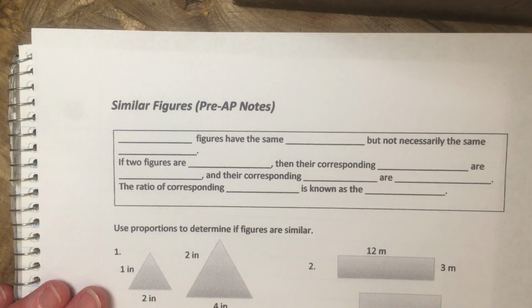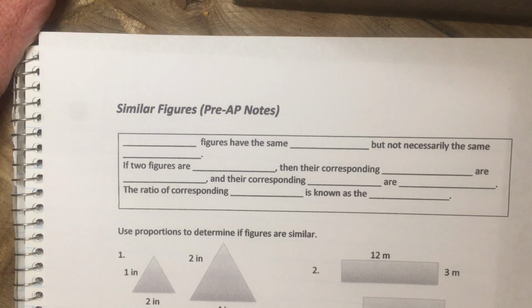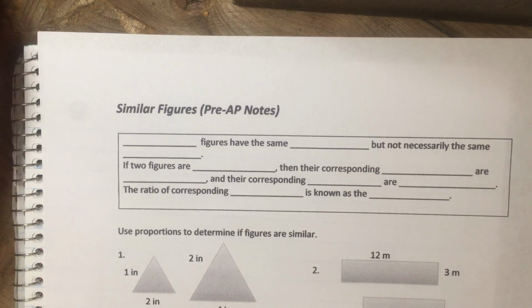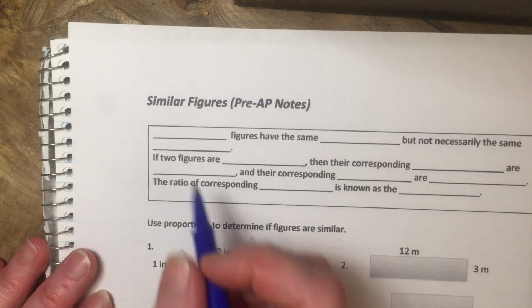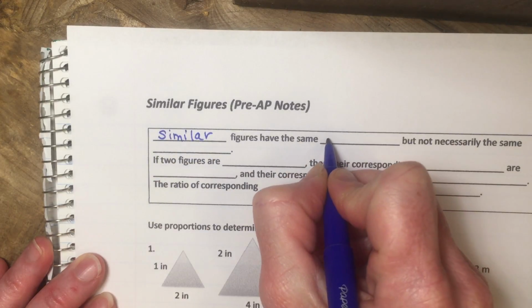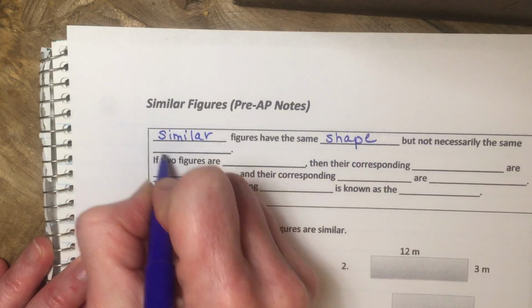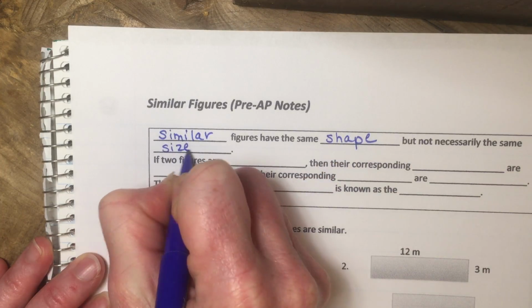Alright, so in this video we're going to be talking about similar figures. And you've heard the word similar before. It really just means two things that look the same, basically, or similar. In math, similar has a more specific meaning. So similar figures have the same shape, but they're not necessarily the same size.